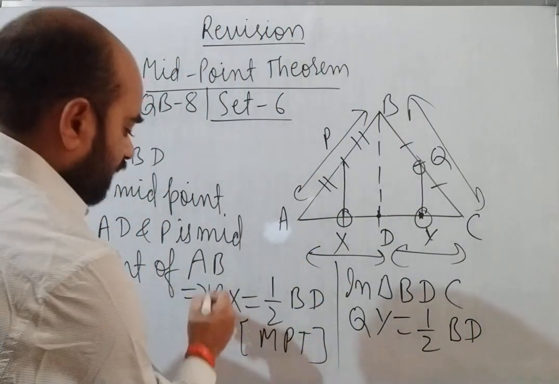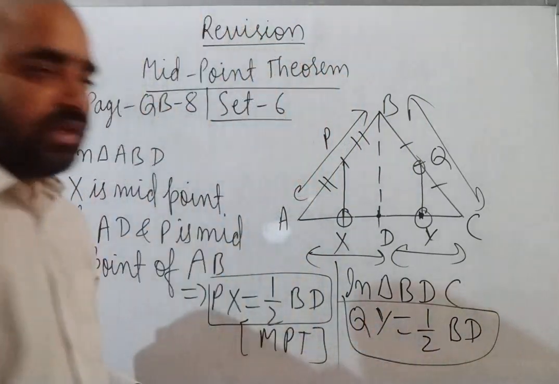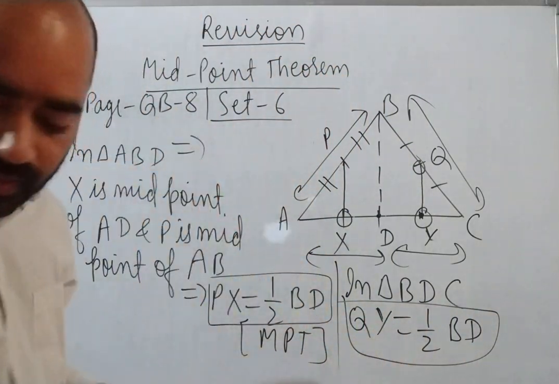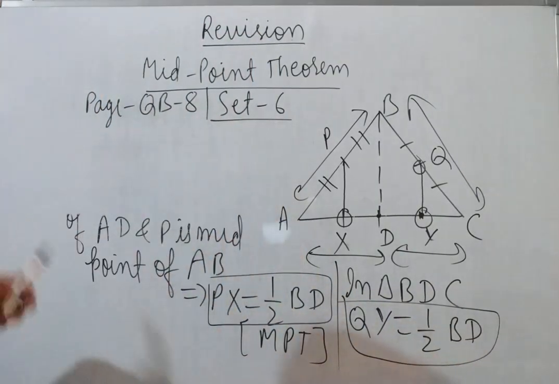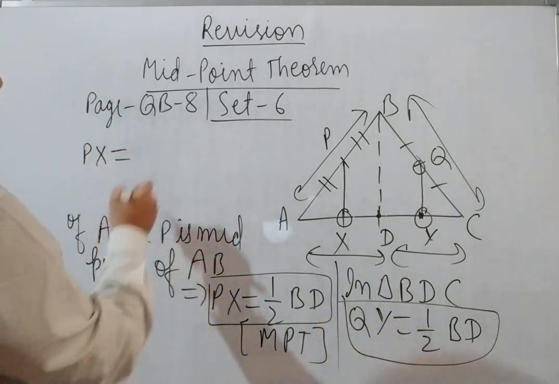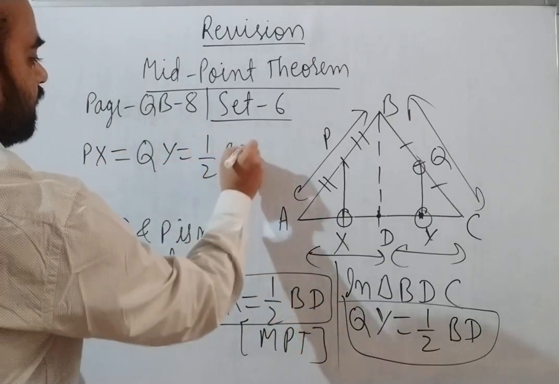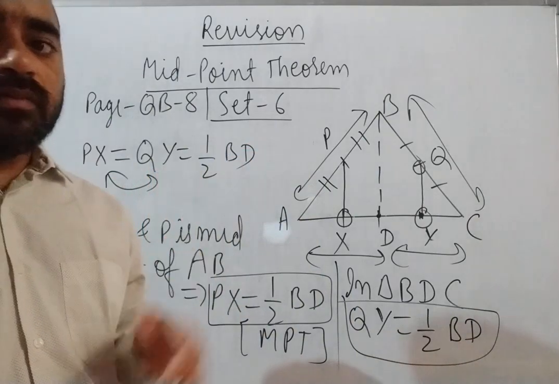So PX is half of BD, QY is also half of BD. It means both are same. Both the values are same. PX is equal to QY is equal to half of BD. It means PX is equal to QY. Clear? Proved. Next.